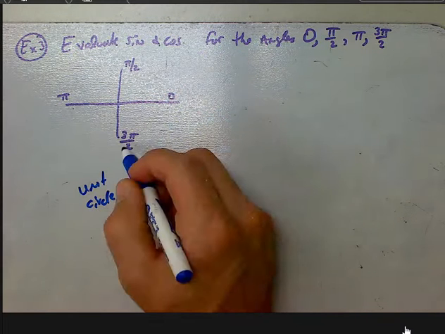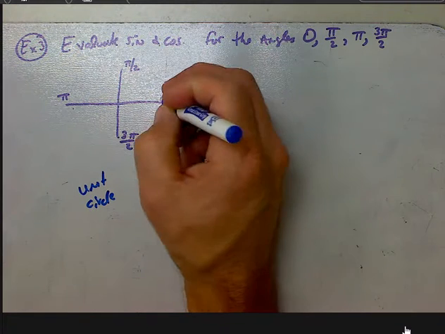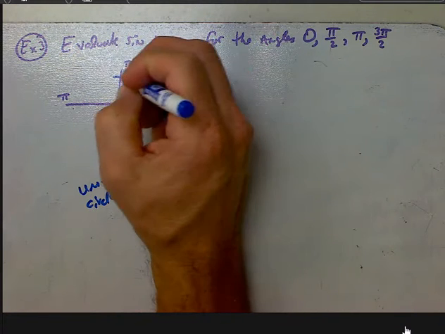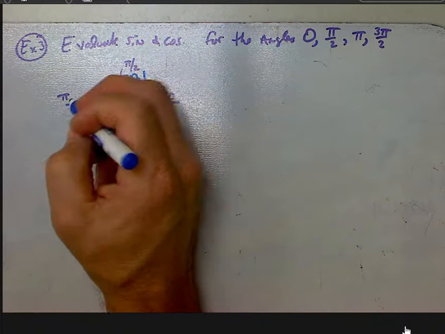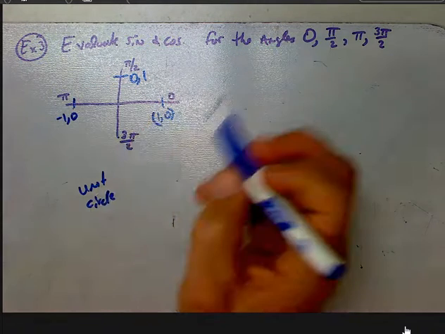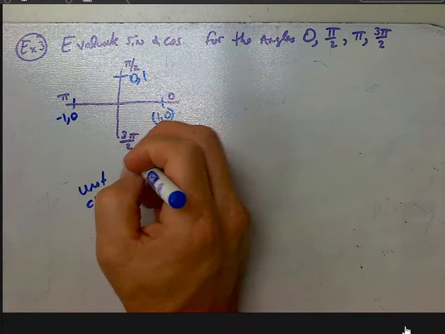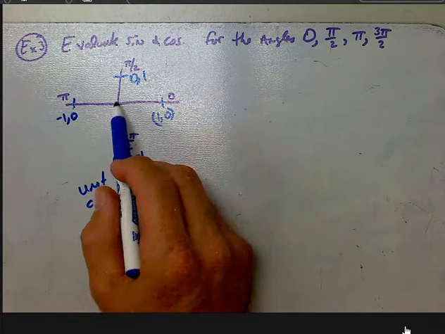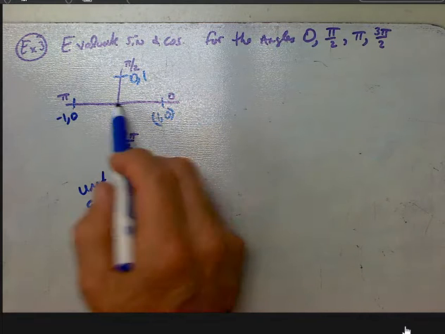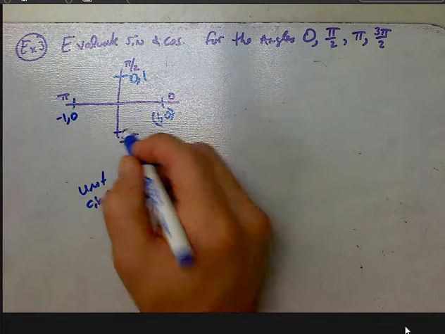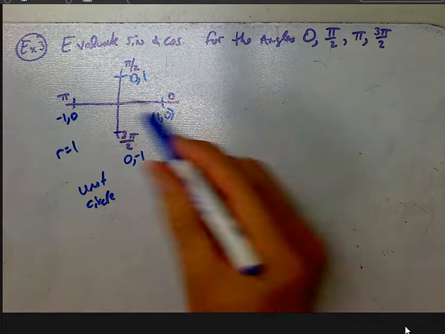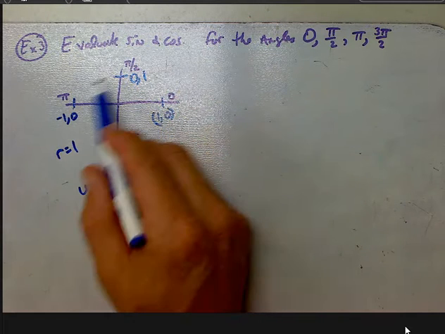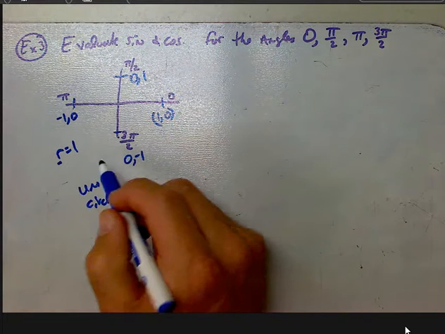What we do is assign an ordered pair. This ordered pair would be 1, 0. This ordered pair would be 0, 1. Pi would be -1, 0. And 3 pi over 2 would be 0, -1, and give them an x and a y. Since we are exactly 1 unit away in all these directions, r is going to equal 1 for every angle, because we're 1 unit away. We're a circle with a radius r of 1.